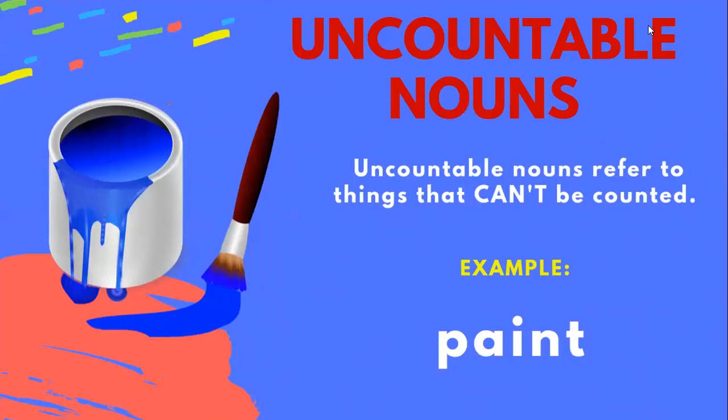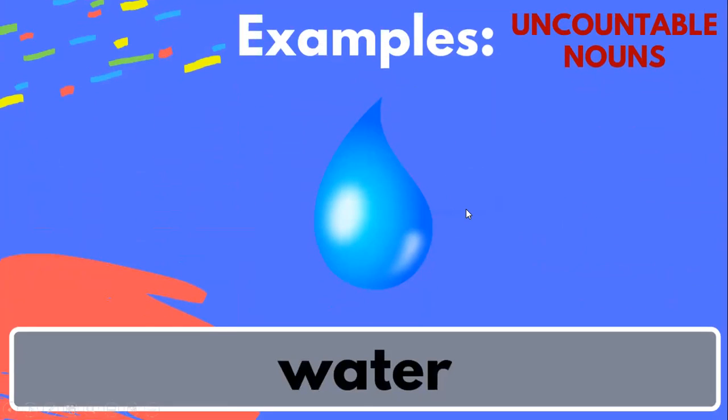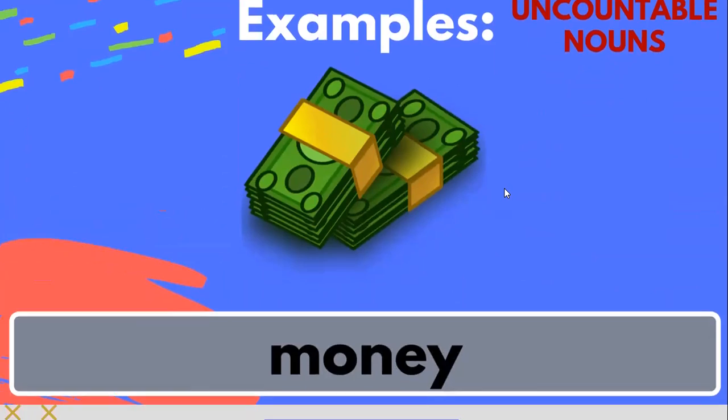And then we have uncountable nouns. Can you help me to read uncountable nouns, please? Uncountable nouns refer to things that can't be counted. Exactly, we cannot count, like paint. I'm going to give you some examples. Bread: we cannot count bread, unless we count crumb by crumb, but we cannot count bread, or maybe the container. Later on we are going to study these containers. Then we have water, rice, money.